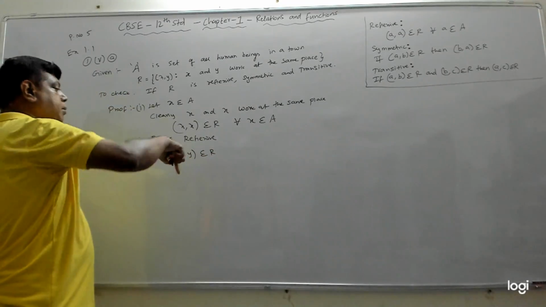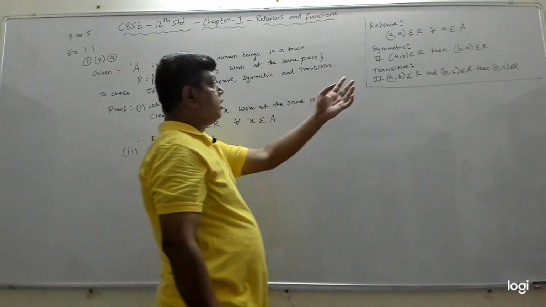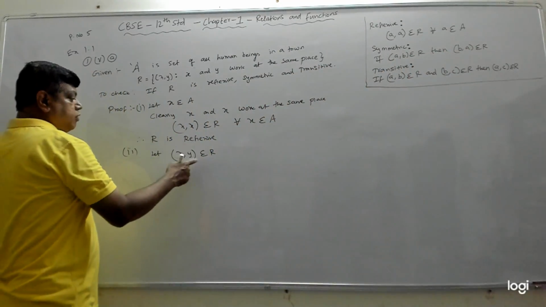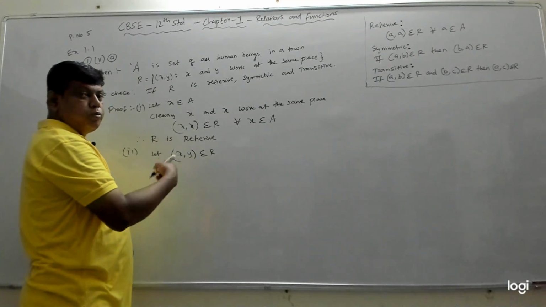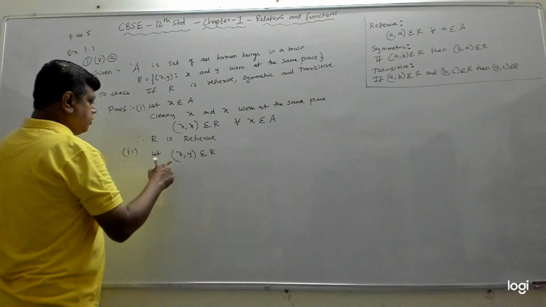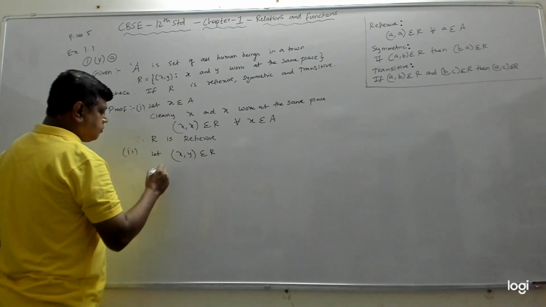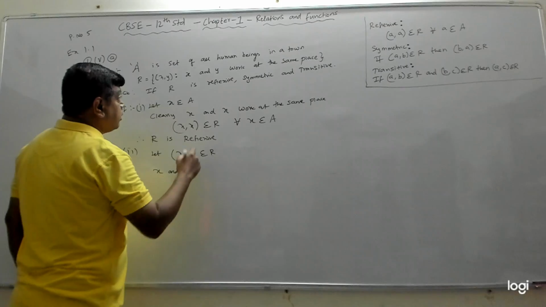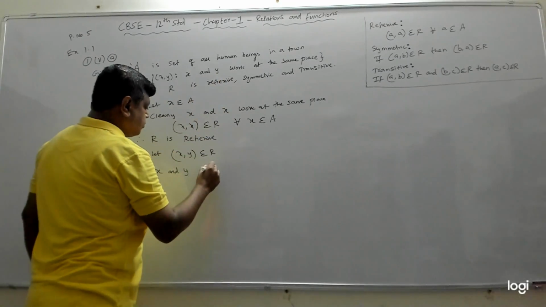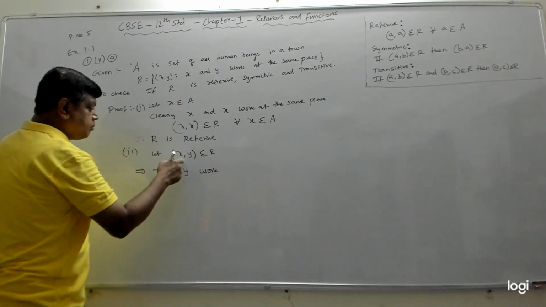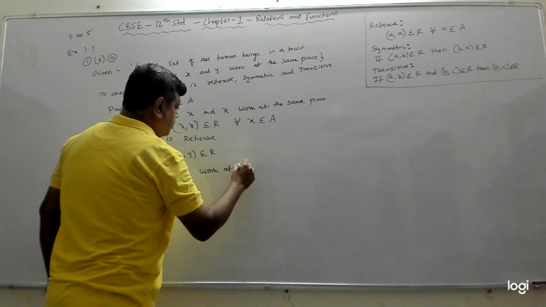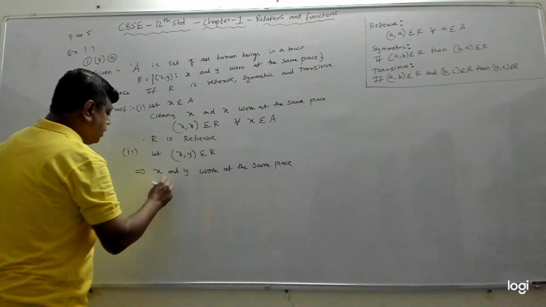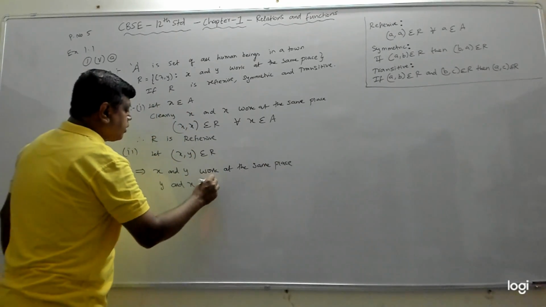Now we should prove y comma x belongs to R because there is a definition, right? If a comma b belongs to R, then the reverse should be in R. Now let x comma y belongs to R. We should prove y comma x, the reverse, should be in R, right? So we let x comma y belongs to R. What is the meaning of this? When x comma y belongs to R, it means x and y work at the same place. This implies x and y work at the same place, which means y and x work at the same place.